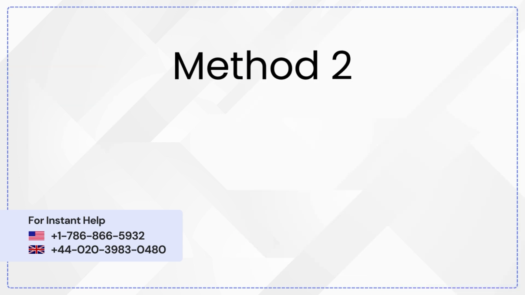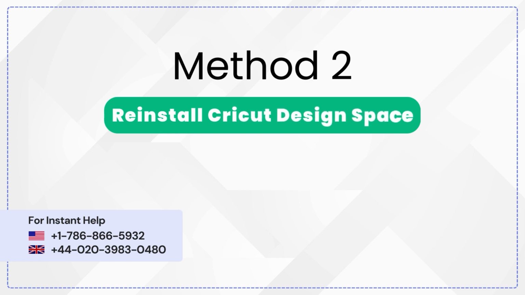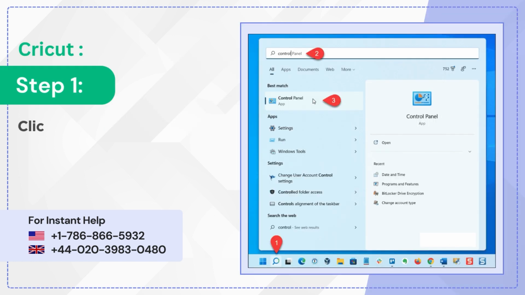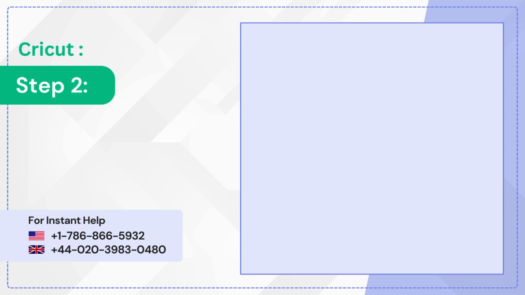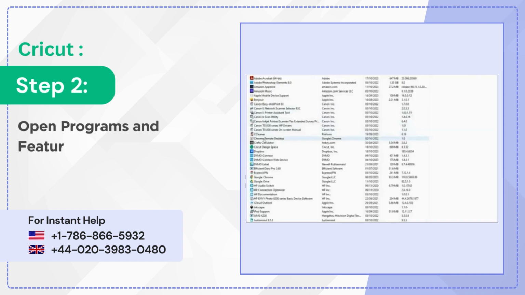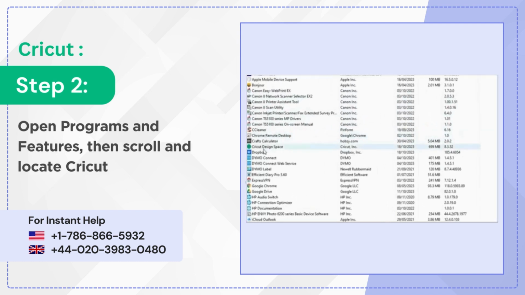Method 2. Reinstall Cricut Design Space. Step 1. Click on the Windows search icon, search control panel and open it. Step 2. Open Programs and Features, then scroll and locate Cricut Design Space.